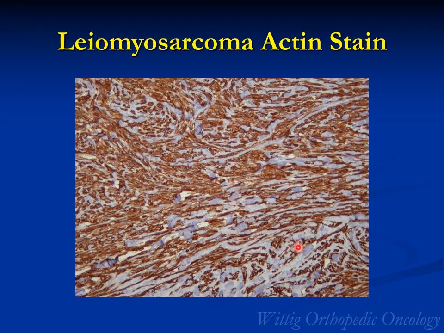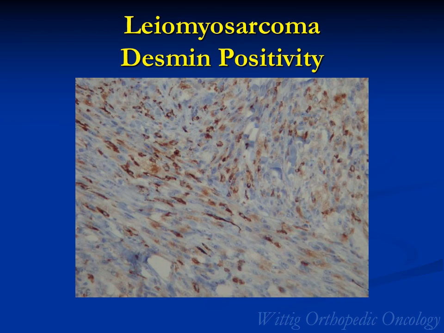So leiomyosarcoma demonstrating a positive actin stain. It's usually diffusely actin positive for the smooth muscle filaments. This is showing you a positive desmin stain for leiomyosarcoma. So again, leiomyosarcoma, positive vimentin, positive actin, and positive desmin.